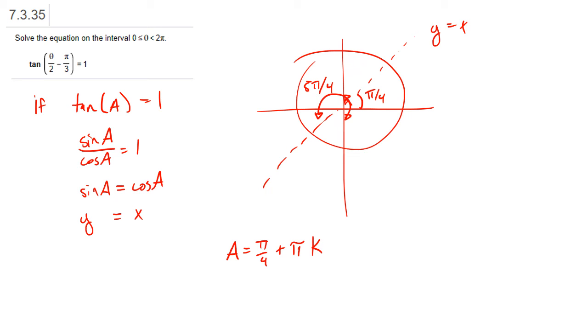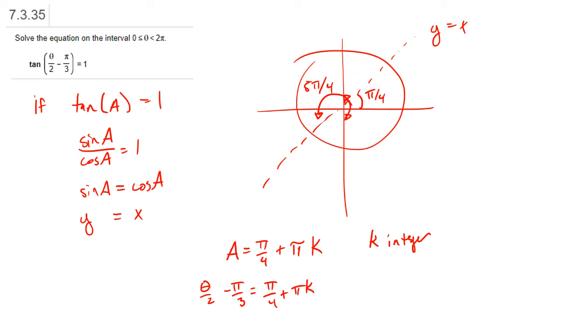So the period of the tangent function is not 2 pi like sine and cosine. The period of the tangent function is just pi. So having found a solution in quadrant 4 or 1, we just take that and say plus pi times any integer. And now the angle was not theta, it was in fact theta over 2 minus pi over 3, which is now equal to pi over 4 plus pi times any integer.